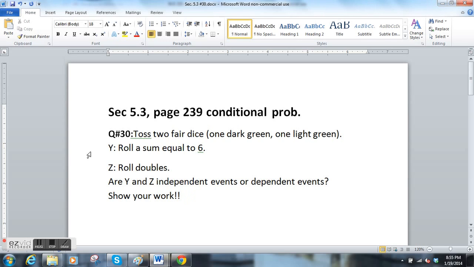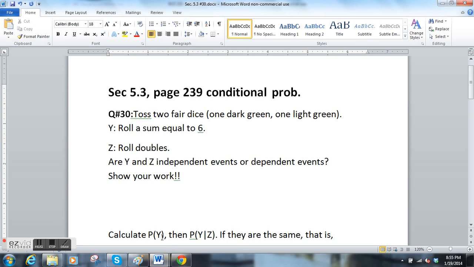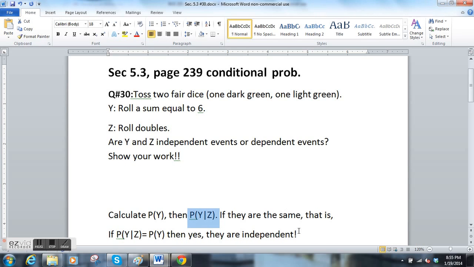How are you going to do this? Well, you're going to calculate the probability of Y, and then you're going to calculate the probability of Y given Z, and if they are the same, that is, if probability of Y given Z equals probability of Y, then yes, they are independent. You could also say if probability of Z given Y equals the probability of Z. You could do it either way. I just picked Y somewhat arbitrarily.